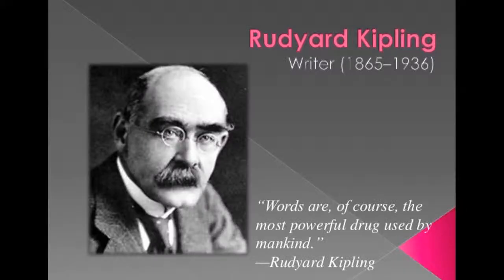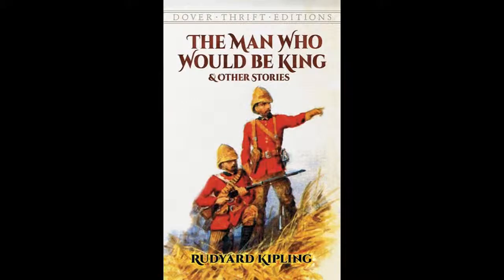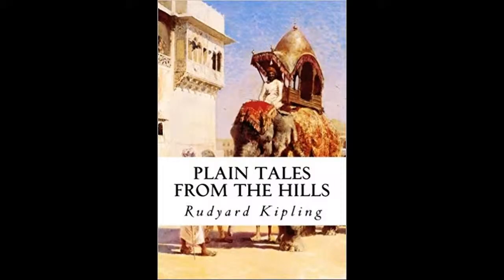A good source to illustrate Eurocentrism is the literature of 19th century British writer Rudyard Kipling. Kipling was a supporter of British imperialism and wrote a lot of literature about British colonization in India and in other places in the world during the 19th and 20th centuries.